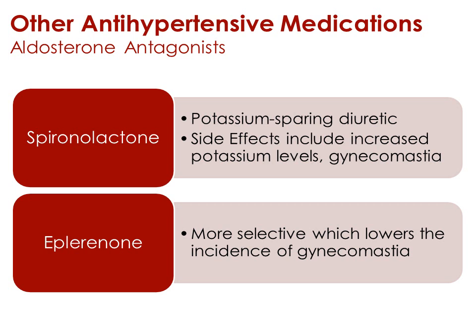Another class of antihypertensive medications is the aldosterone antagonist, which includes spironolactone and eplerenone. A common side effect of these medications is increased potassium levels, so it is important to monitor labs. Also, spironolactone may cause gynecomastia, but eplerenone is more selective, so it does not cause this side effect. If your patient develops this side effect on spironolactone, you may switch to eplerenone.